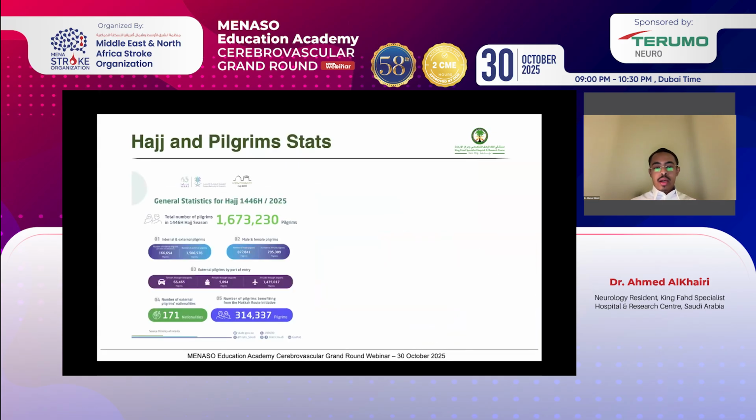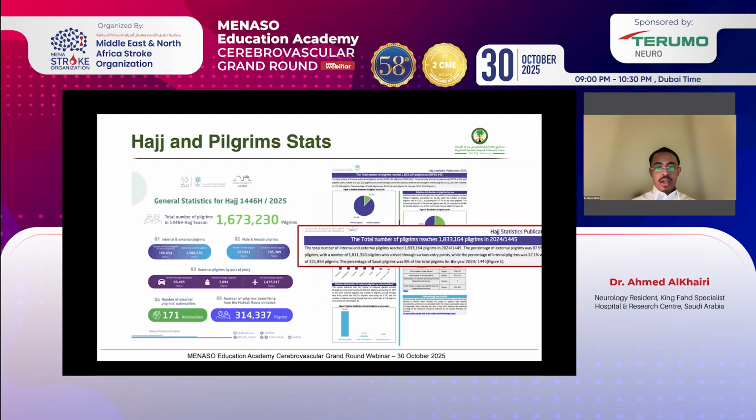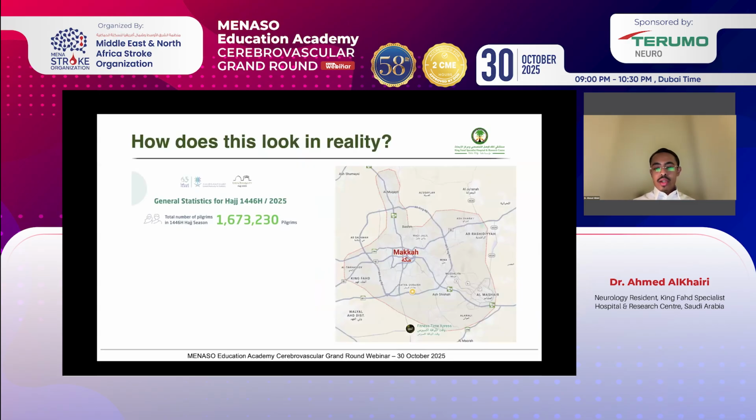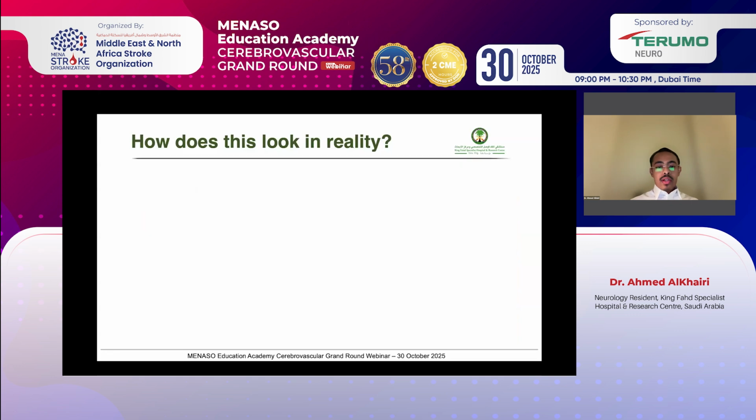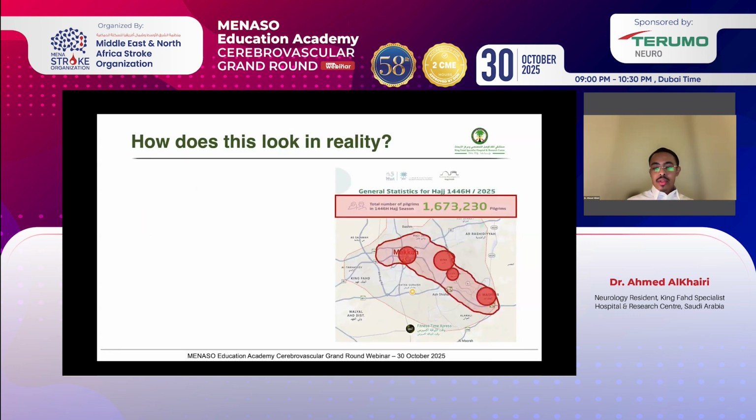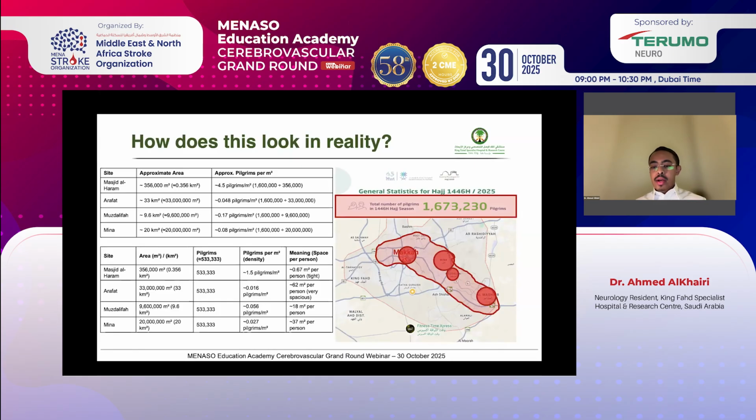Every year around 1.5 million to 2 million pilgrims arrive to Saudi Arabia and to Mecca. To understand this more, these 1.5 to 2 million are mostly concentrated in the area of the ritual sites, which represents around 117 square kilometers. But it's not that simple, as at each single time point, the pilgrims will be placed at a single ritual site. If you take, for example, Masjid al-Haram at 350 square meters, the approximate density will be 4.5 pilgrims per square meter. This also extends to Arafat, Muzdalifah, and Mina with less density.